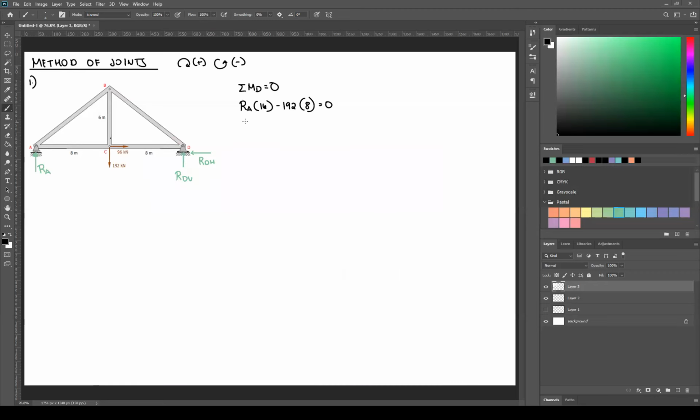So 96. If you've noticed, our answer is positive. Therefore, my assumption for RA is correct. So 96 kilonewton. Okay, so now we can reference that later on in our solution. So I know RA now. We've established earlier that I want to start at joint A. Okay. So let's start at joint A.